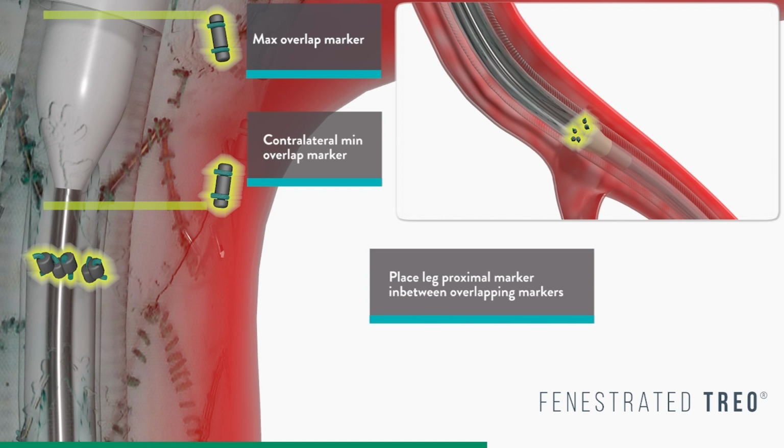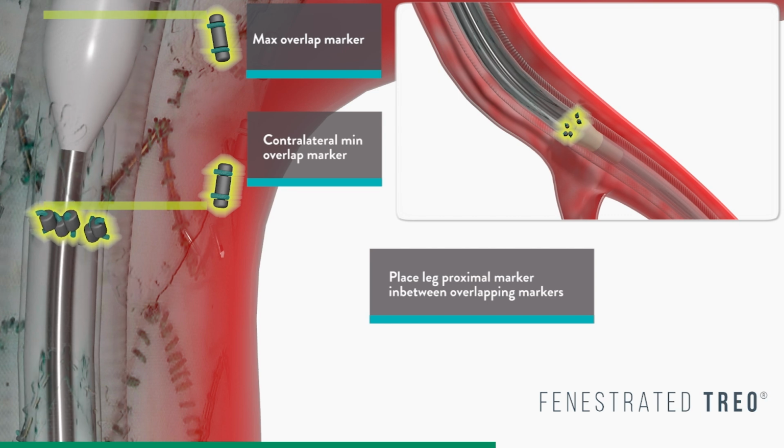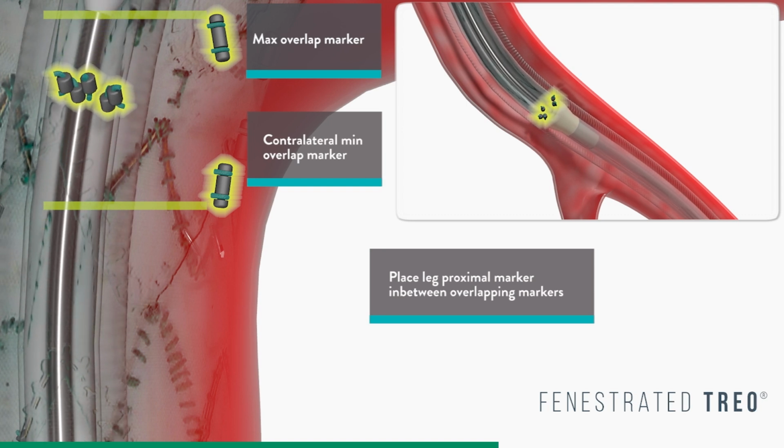The proximal end of the leg extension must be advanced so that it is between these two markers, while ensuring that the leg's distal markers are positioned at the desired location. Once the proximal end markers of the leg extension are past the minimum overlap marker on the contralateral leg, locate the distal markers of the leg extension and align them with the distal landing target location. Confirm that the proximal markers remain between the maximum and minimum overlap markers on the main body contralateral leg.